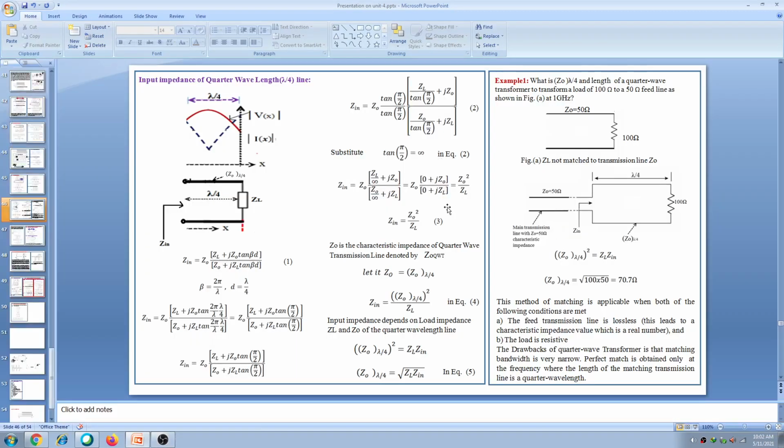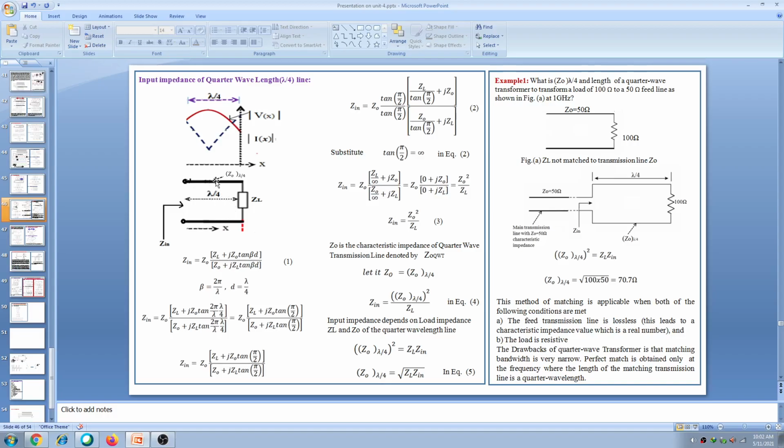In the previous class, we studied this quarter wave line, lambda by 4 line. Now, it is also called a quarter wave transformer. See, this quarter wave transformer is a transmission line.